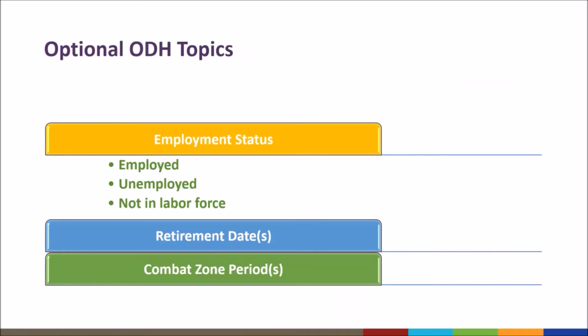Wrapping up ODH topics, employment status consists of a single data element with 3 possible entries that are the same as those used for employment status by the U.S. Department of Labor. Retirement date is self-defined, and ODH recognizes that some people retire more than once. In particular, many people retire from the armed services and then go on to retire from a civilian career as well.